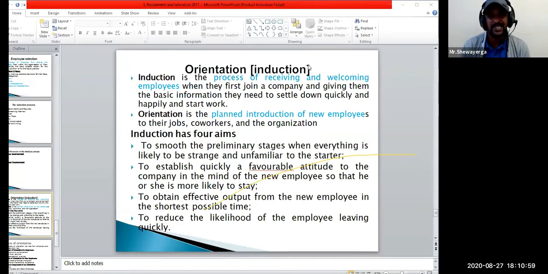So the induction is important for new employees or newcomers to create a smooth environment, a smooth relationship in the organization with existing employees. So induction's first aim is to create a smooth environment. Then the next one is to establish quickly a favorable attitude to the company in the mind of new employees, so that he or she is more likely to stay in that organization, which means to reduce turnover.